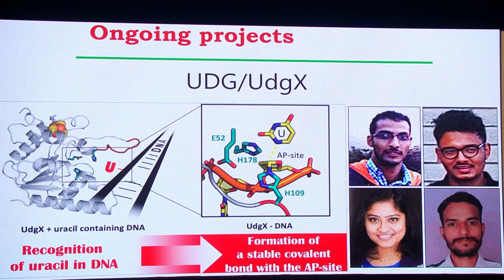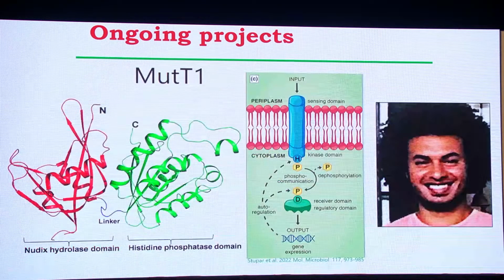Other works that are going on in the lab, and we'd like to finish up, is looking at the UDG and UDGX proteins, and these 4 people in the lab are looking at it. We sort of discovered a protein, UDGX, which makes a covalent complex with the DNA, and why on earth a cell would do that. So we want to look at what the physiological importance of this is.